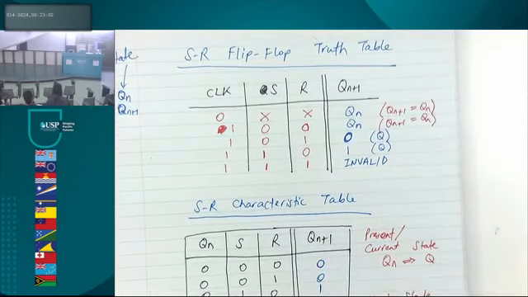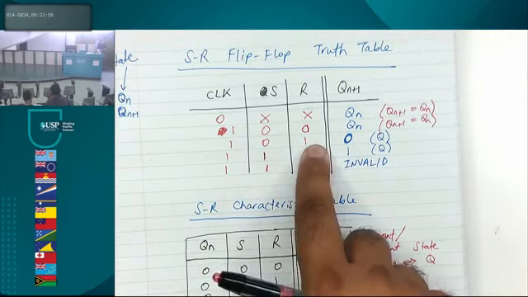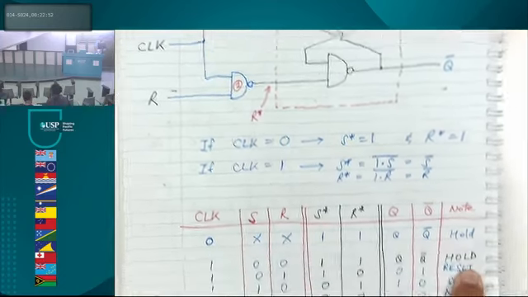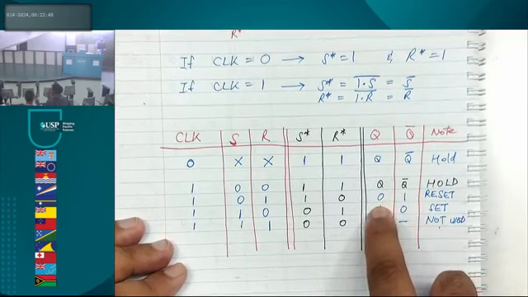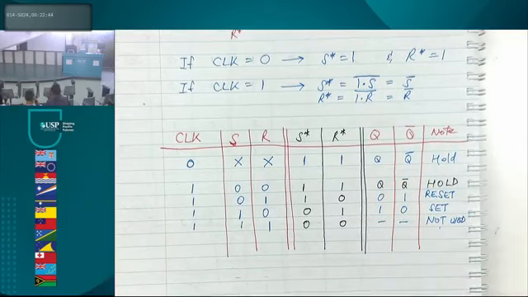All right? Now, in this one, if clock is 1, S is 0, R is 1, we go into reset mode. So that's 0, 1. So what we have for Q, it's 0. Reset is 0. Q becomes 0.